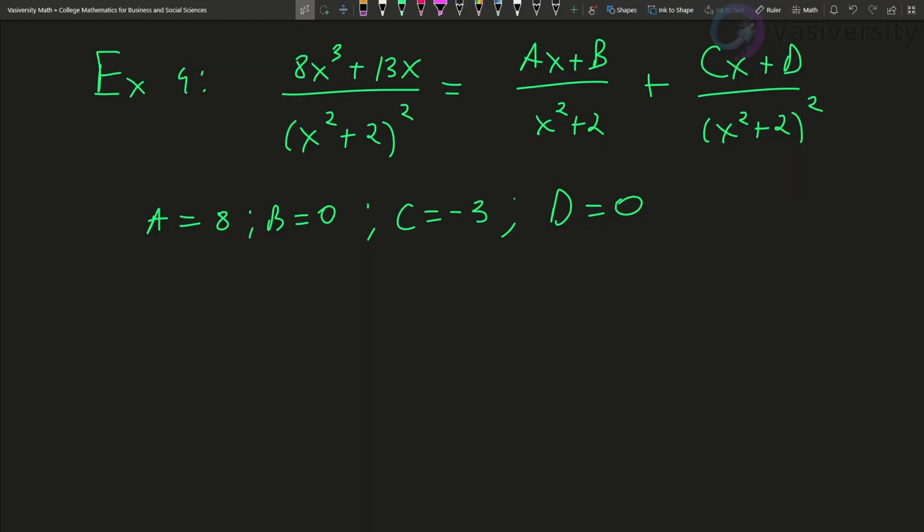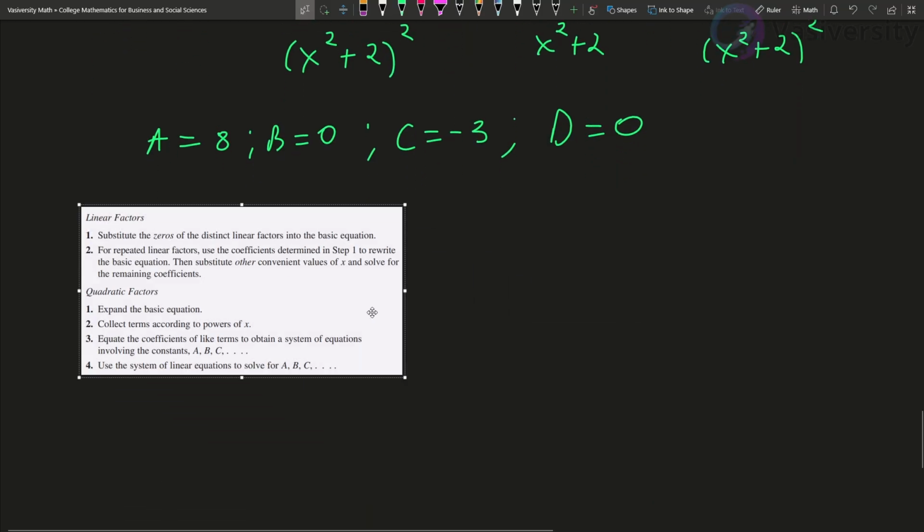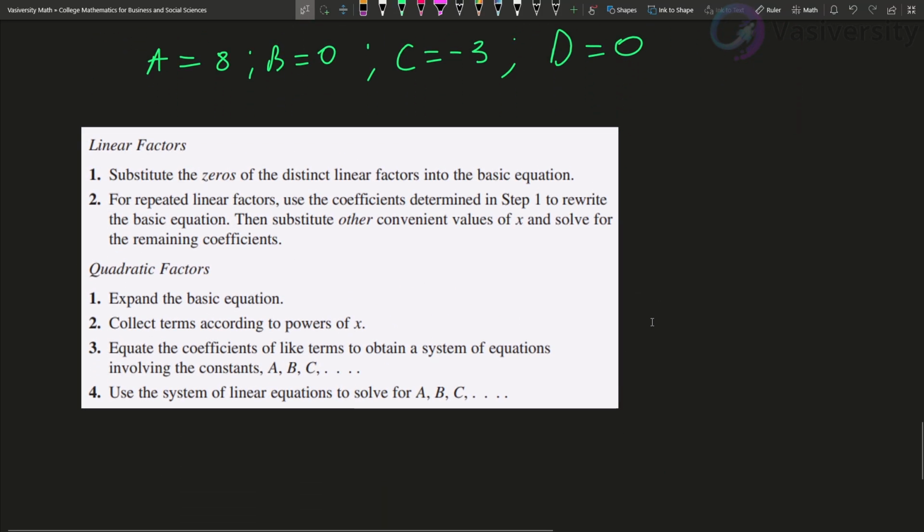So essentially, here is a guide for solving this. If we have linear factors, as we had in the first and second examples, substitute the zeros of the distinct linear factors into the basic equation. I like to do it by comparing the coefficients. You can also plug in and check numbers, because sometimes plugging in 0 is much easier. For repeated linear factors, we can use the coefficients determined in step 1 to rewrite the basic equation and then substitute other convenient values for x.